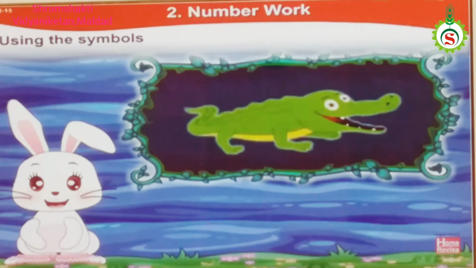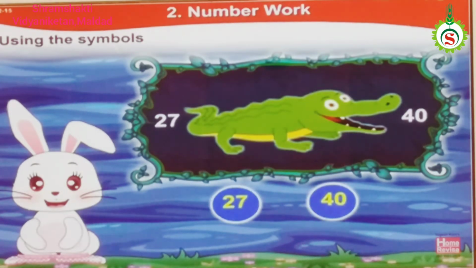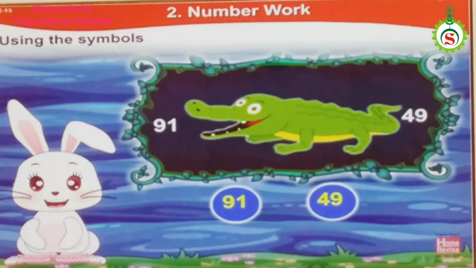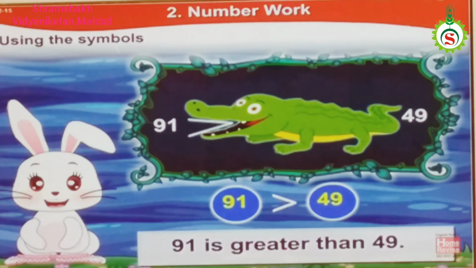Now next is 27 and 40. You know that 27 is smaller than 40. So 27, a symbol of smaller than 40. We read it as 27 is less than 40. Next is 91 and 49. You can very well make out that 91 is greater than 49. So 91, a symbol of greater than 49. It is read as 91 is greater than 49.